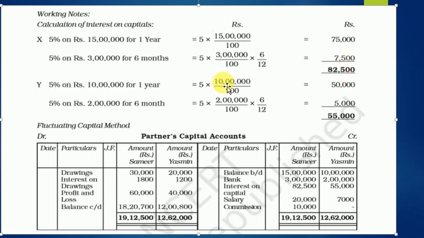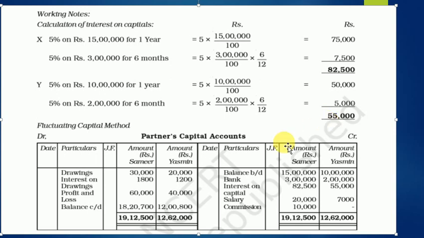Similarly, for the second partner, Yasmin, for the opening capital of 10 lakh at 5%, the interest goes as 50,000. And for the additional capital brought by Yasmin, which is 2 lakh rupees at 5%, the interest goes as 5,000. So total interest on capital for Yasmin is 55,000. When you make the account, you have to put these two amounts, 82,500 for Samir and 55,000 for Yasmin. If there's no additional capital, then you need not do the extra working. You can directly take it on the opening capital.